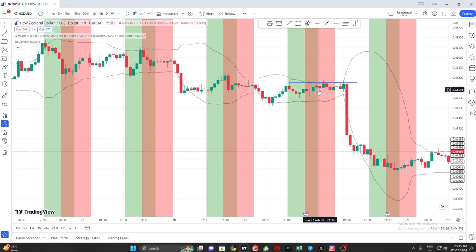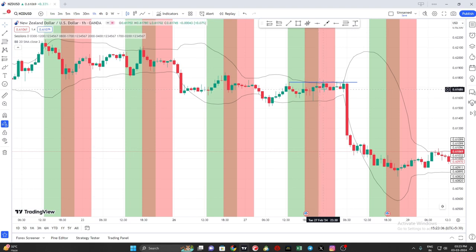What is the first condition? We have to spot a trend line, support or resistance. Now, number two, we have to see whether price is touching the Bollinger Band or not. If it's touching, very well, we can go forward. And in the bullish scenario, in the buys, we have to wait for a green candle. And in the sell scenario, we have to wait for a red candle.